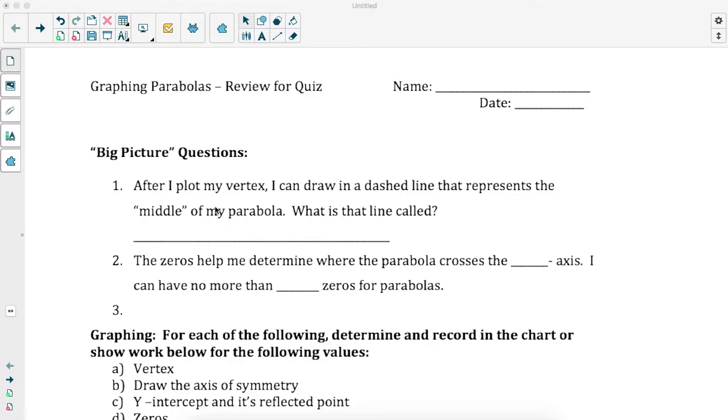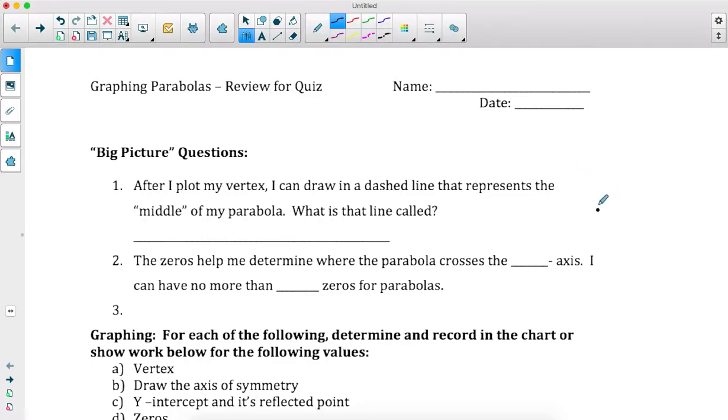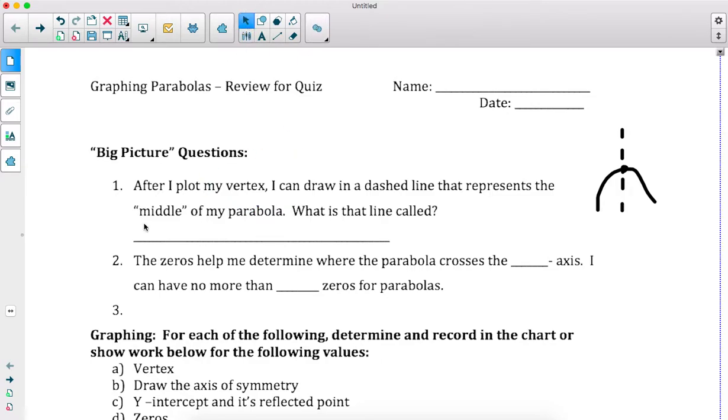Big picture questions. Number one, if you plot the vertex, you can draw a dashed line. So here is the vertex. You can draw a dashed line through that, which is the middle of the parabola. This line is called the line of symmetry.